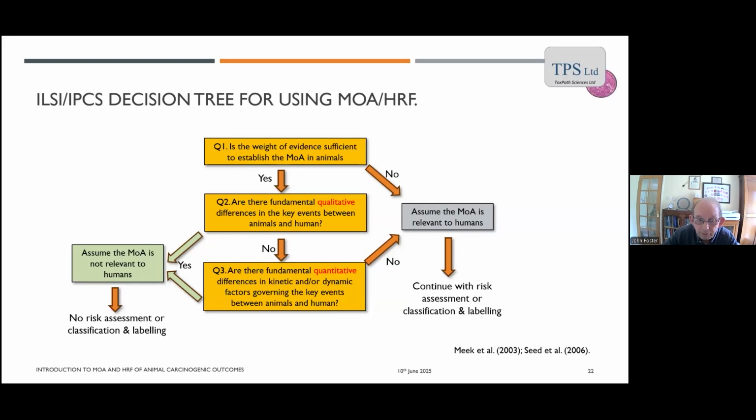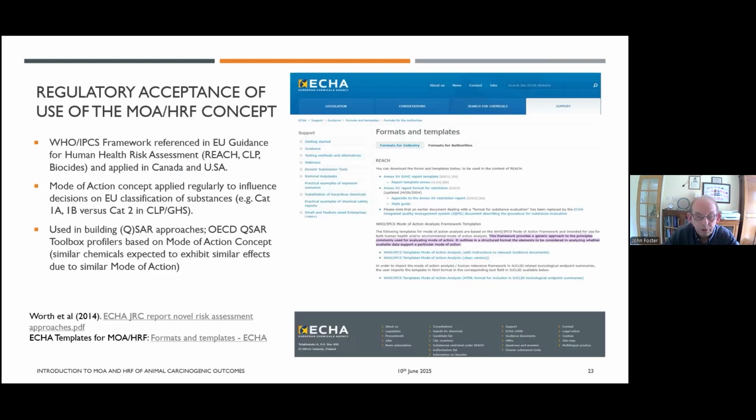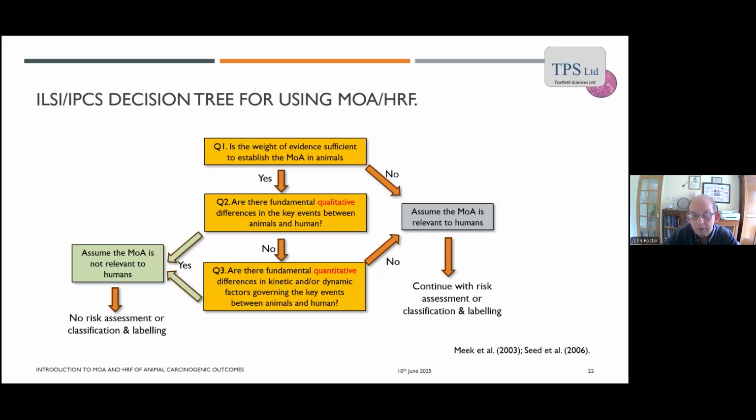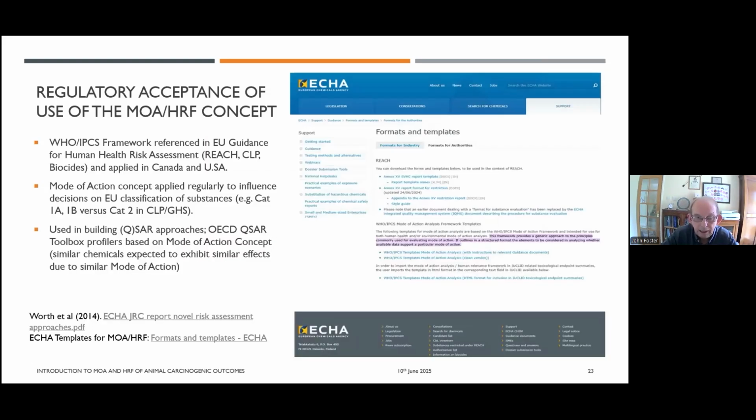But if there aren't any fundamental qualitative differences, you then go on to the last question. Are there fundamental quantitative differences in any of the key events? If yes, there are quantitative differences, then again, you assume the mode of action is not relevant and you get away with no classification or labeling. If no, then you assume that the mode of action is relevant and you continue with risk assessment and classification.